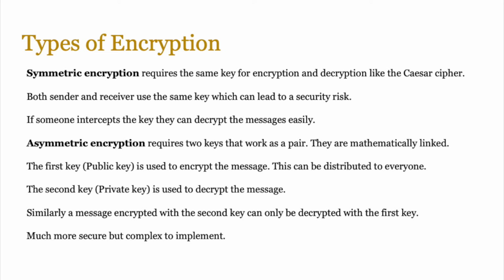Asymmetric encryption, on the other hand, requires two keys that work as a pair. Both these keys are mathematically linked. The first key, called a public key, is used to encrypt the message. This can be distributed to everyone. The second key, which is called a private key, is used to decrypt the message, and this is kept secret. Similarly, a message encrypted with the second key can only be decrypted with the first key. This is much more secure, but quite complex to implement, which is the drawback of asymmetric encryption.